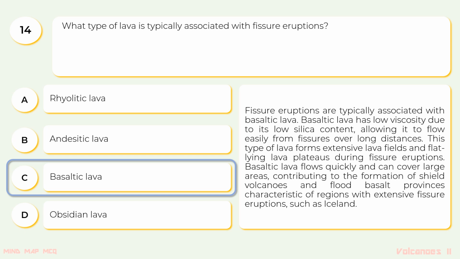Basaltic lava has low viscosity due to its low silica content, allowing it to flow easily from fissures over long distances. This type of lava forms extensive lava fields and flat-lying lava plateaus during fissure eruptions. Basaltic lava flows quickly and can cover large areas, contributing to the formation of shield volcanoes and flat basalt provinces, characteristic of regions with extensive fissure eruptions such as Iceland.